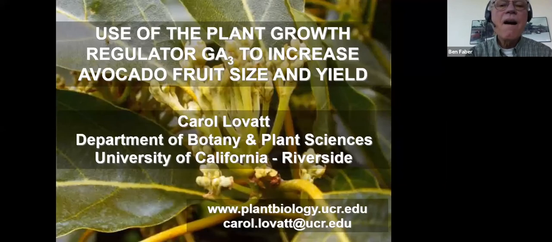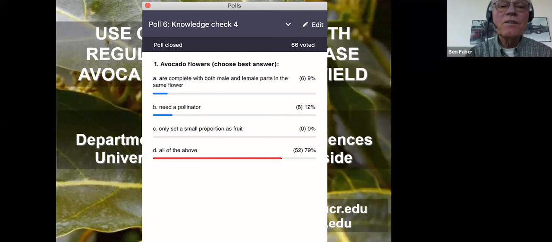Next. Avocado flowers, and this is to choose the best answer, A, are complete with both male and female parts in the same flower, B, need a pollinator, C, only set a small proportion as fruit, or D, all of the above. There's actually over 1 million flowers on an avocado tree, and you're lucky if you get 100 pieces of fruit off one tree.